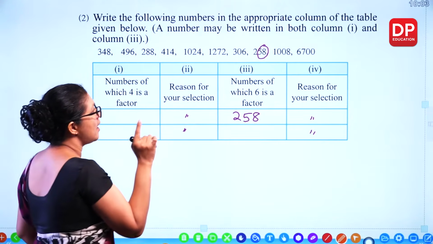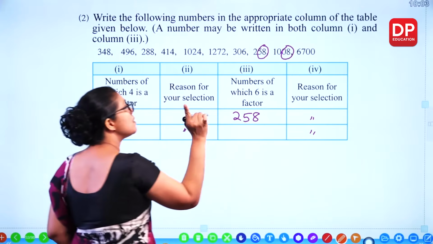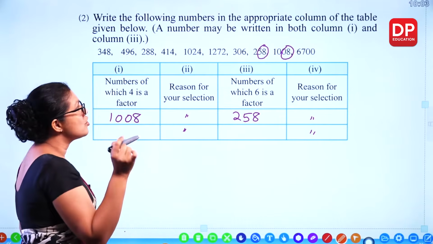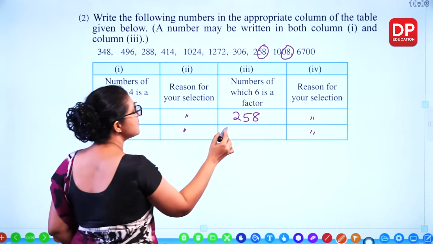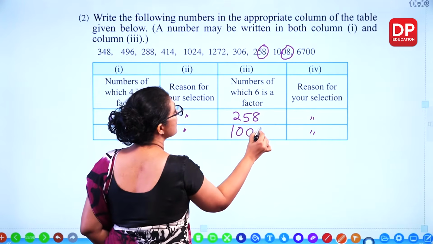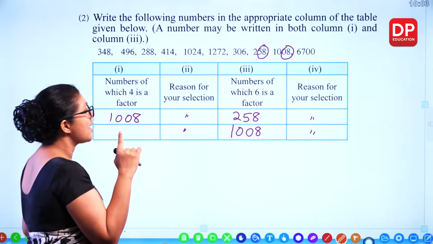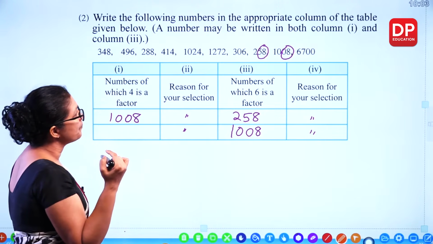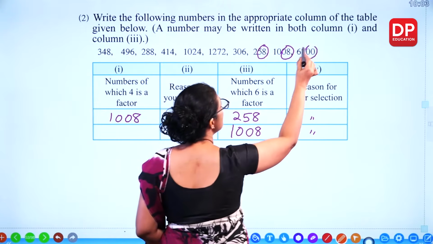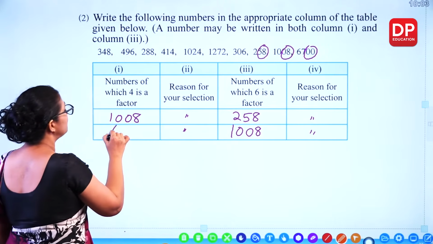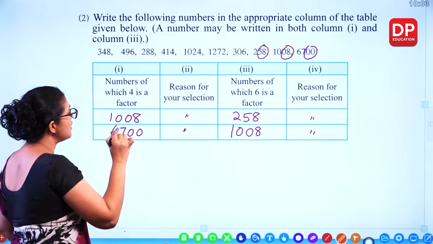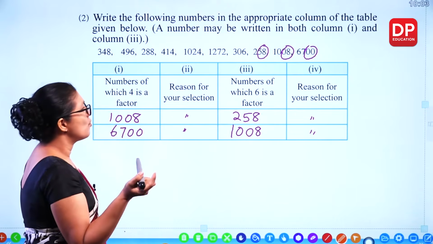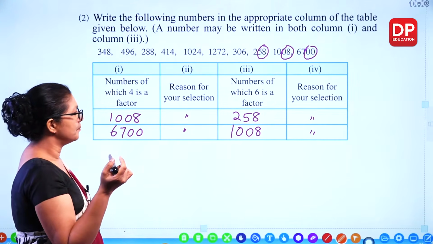1008. Last 2 digits 08. That's divisible by 4. So that is here. Digital root 9. 9 is divisible by 3, so definitely divisible by 6 as well. 00 there, last 2 digits. That means divisible by 4. Digital root 6 plus 7, 13. 3 plus 1, 4. That's not divisible by 3.